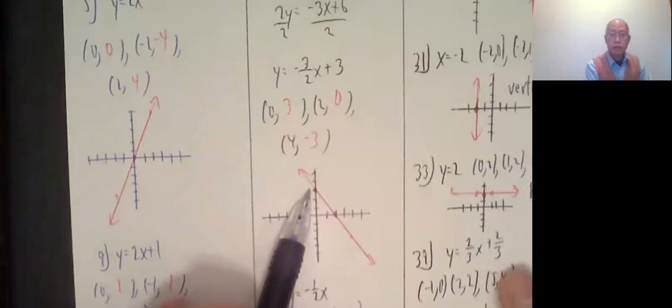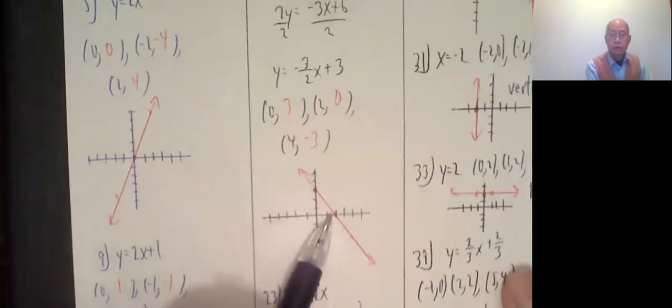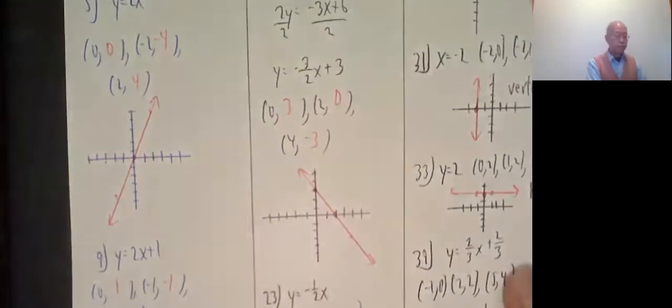Okay, so 0, 3. 2, 0 is over here. 4, negative 3. 1, 2, 3, 4. 1, 2, 3 is here. There's my straight line.